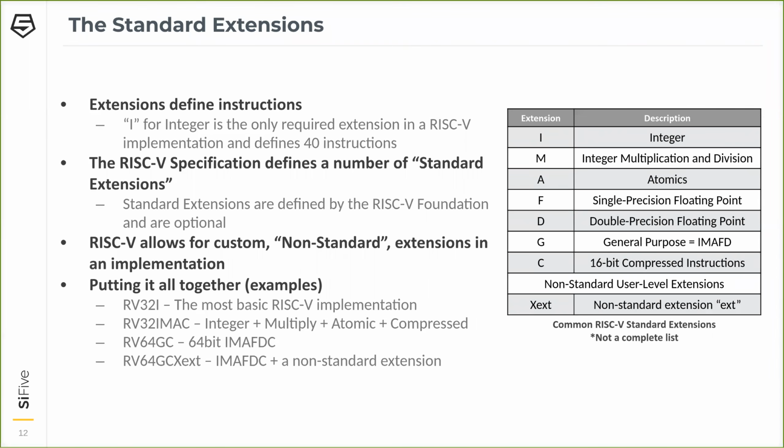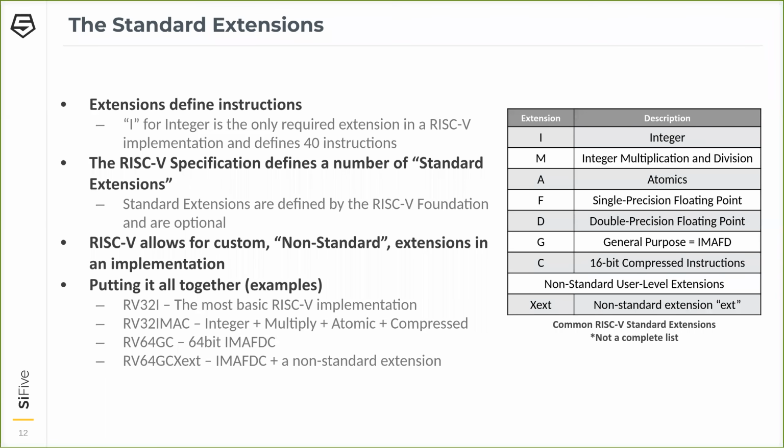And then G is sort of a shorthand that stands for general purpose. And it is the I, M, A, F, and D extensions combined together. And then the C extension defines the 16-bit compressed instructions. And I'll touch on all of these as we progress through the webinar.